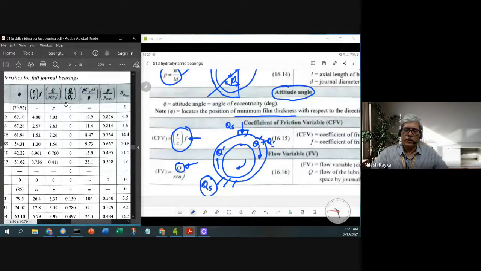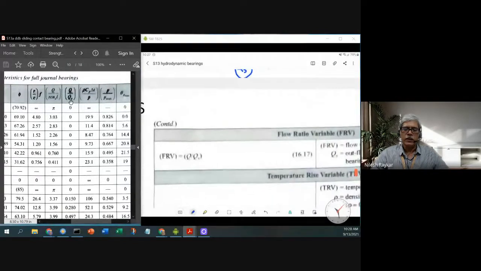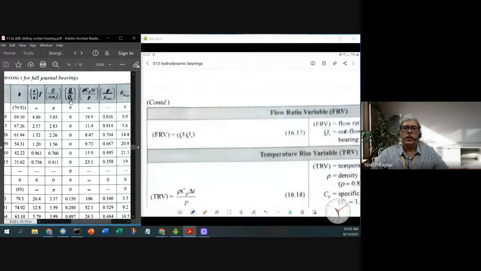Here the R, C, N S and L we have already discussed, so those things are known. The important quantity, how much oil is to be replenished, is the thing which you require. So the next ratio is Q by QS. QS is the quantity we are interested in, because that much oil we have to supply during the operation of the bearing. That is given by this further column, Q by QS.